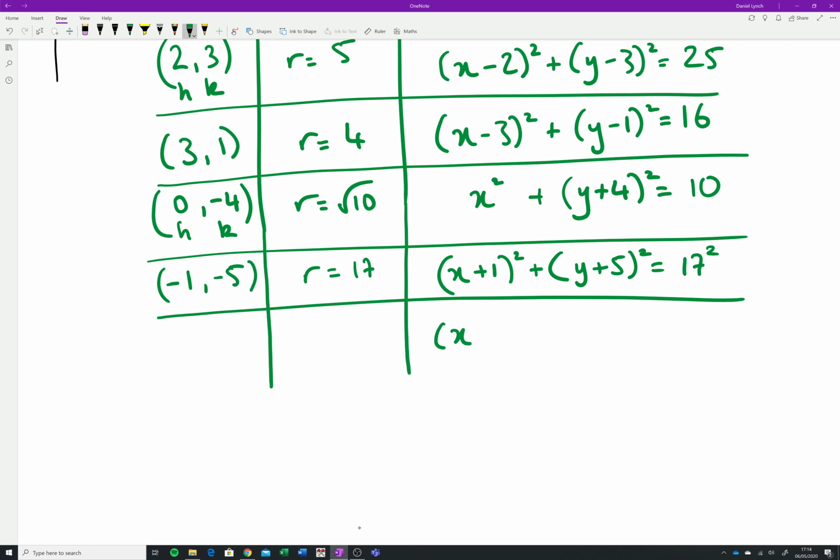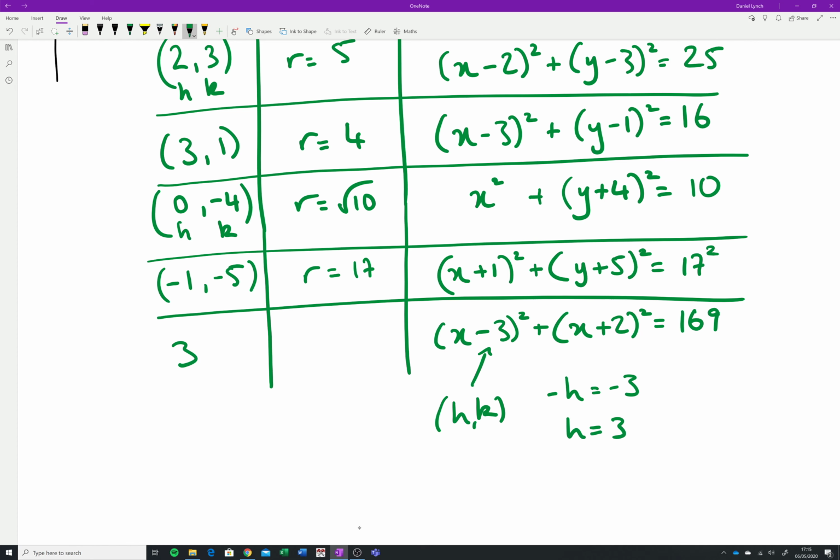Here we go. We'll take another one. This time I'll give you the equation. x minus 3 squared added to y plus 2 squared is equal to 169. So what in this case? Remember, if the center is h, k, this thing is minus h, because it's x minus h. So if you wanted to, you could say minus h equals minus 3, so h is 3. And you could say here that minus k, because it's y minus k, so minus k is equal to 2, so k is equal to minus 2.